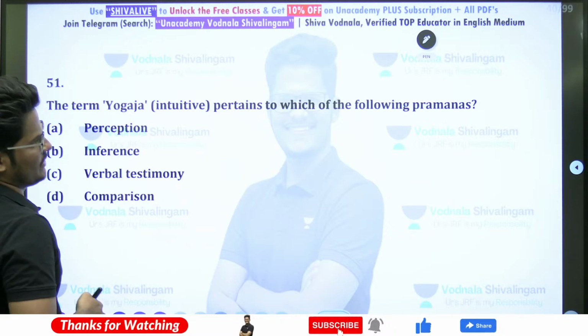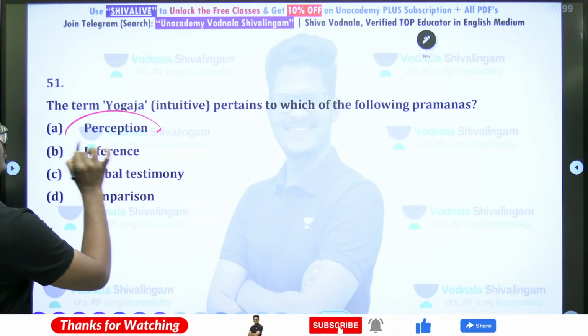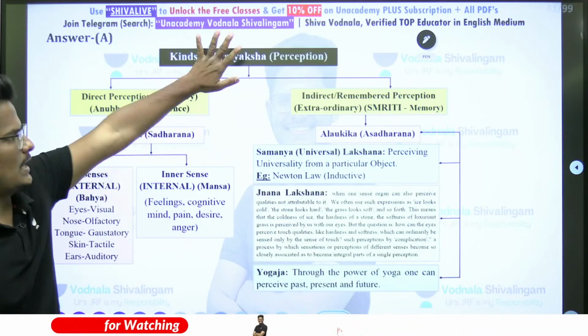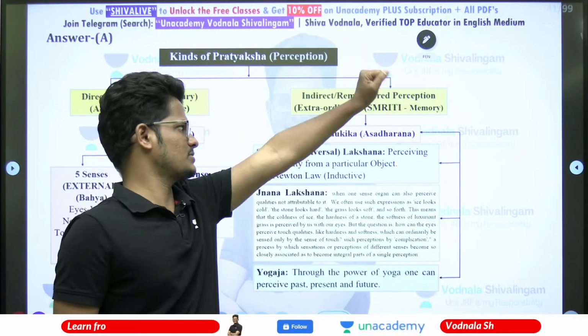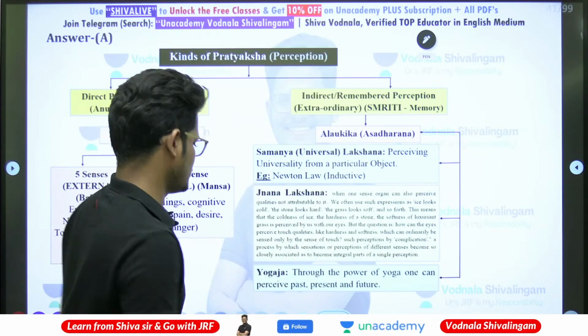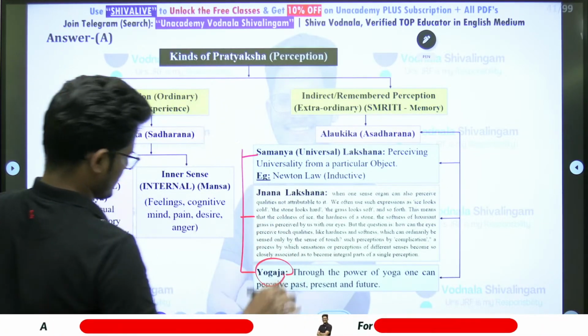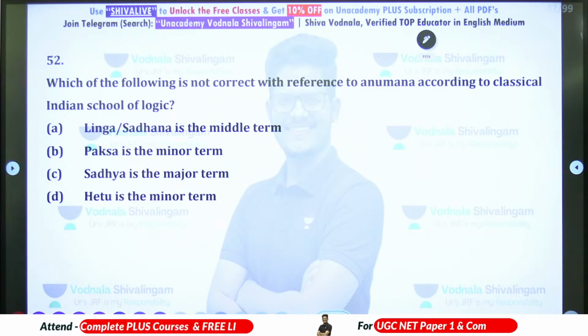Yogaja is intuitive, pertain to which of the following pramanas? Yogaja is a verbal testimony. Yogaja is related to perception. Just now I explained. In the alaukik, which is the indirect perception or knowledge, alaukik, which is asadharan, samanya lakshana, gyan lakshana, yogaja. The third part which they are asking is over here. Samanya lakshana, gyan lakshana, yogaja. Next.